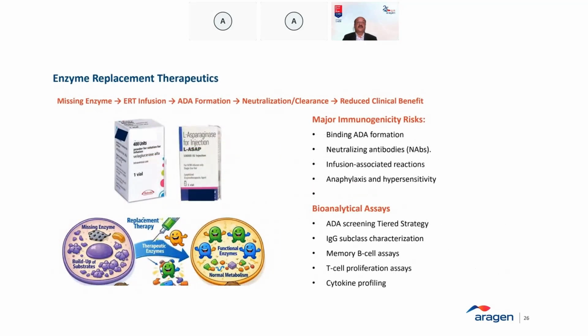Another very interesting class of molecule, and it is really a boom in the biological sciences, is enzyme replacement therapies. Now, these enzymes are not produced by our body, they are given exogenously, and we do not have any endogenous counterpart for them. Since these are foreign proteins, the body does generate antibodies against them. And if these antibodies turn out to be neutralizing, then the enzyme is cleared very quickly from the system, and hence you do not get the desired benefit.